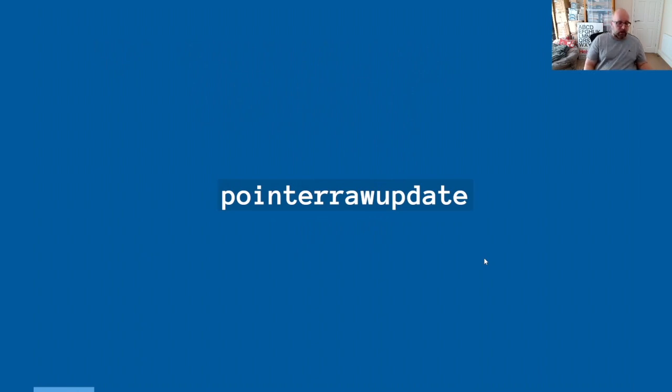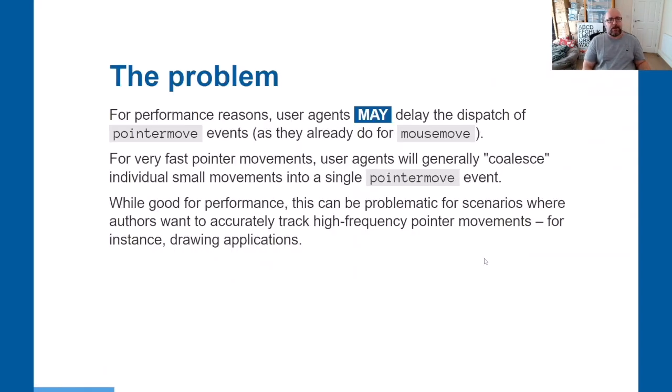So, Pointer Raw Update. The problem. For performance reasons, user agents may delay the dispatch of pointer move events as they already do for mouse move. For very fast pointer movements, user agents will generally coalesce individual small movements into a single pointer move event. While this is good for performance, this can be problematic for scenarios where authors want to accurately track high-frequency pointer movements, for instance, drawing applications.